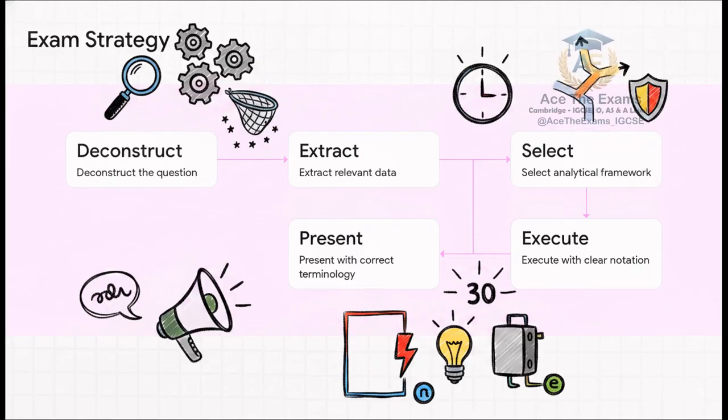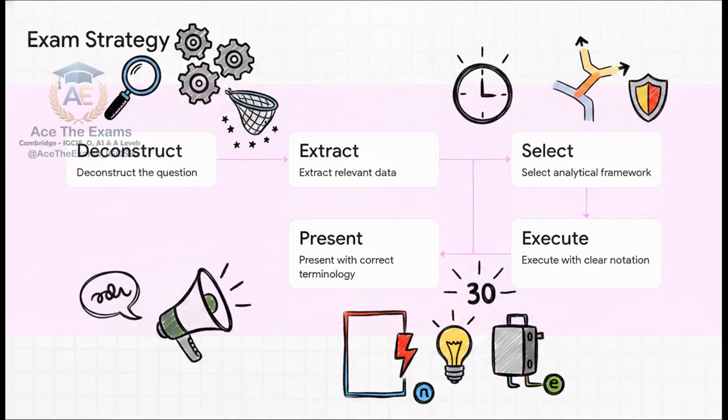Execute your point. The switch must be connected directly to the live wire. Present your explanation, because when the switch is open, it completely breaks the connection to the high-voltage mains supply. This thoroughly isolates the appliance so that if a user accidentally touches the internal metal casing, absolutely no current can flow through them to the earth, thereby preventing a fatal electric shock. Boom, that right there is how you guarantee full marks. No fluff, just pure structured physics.